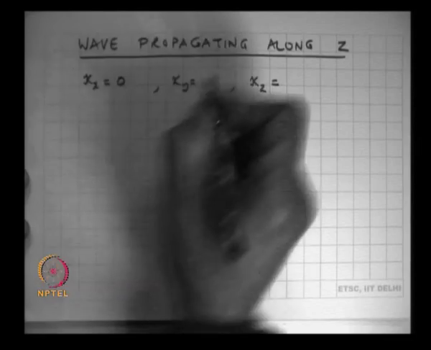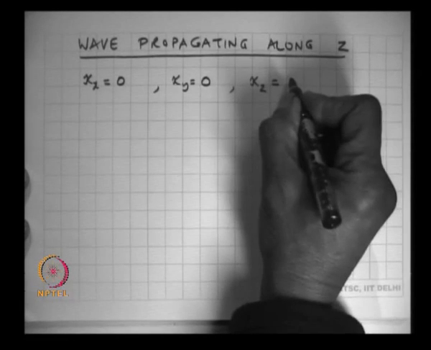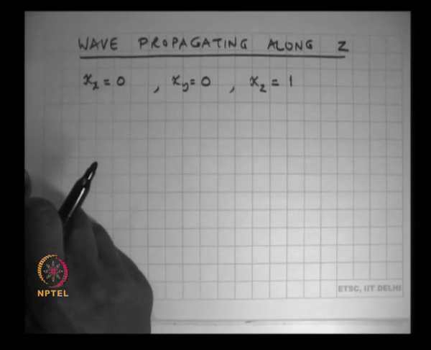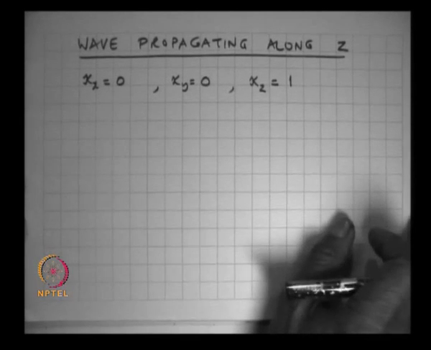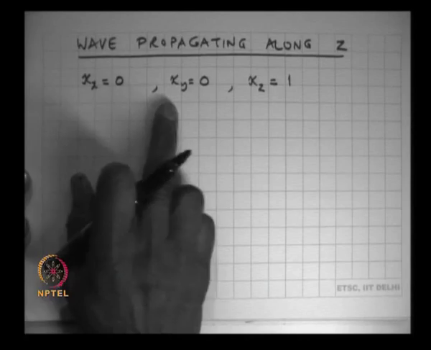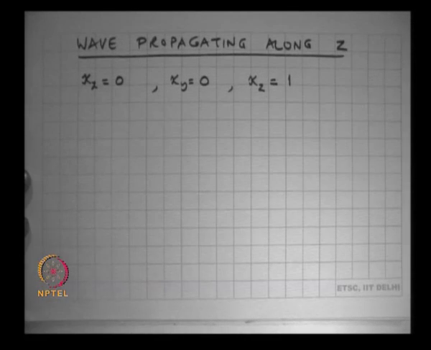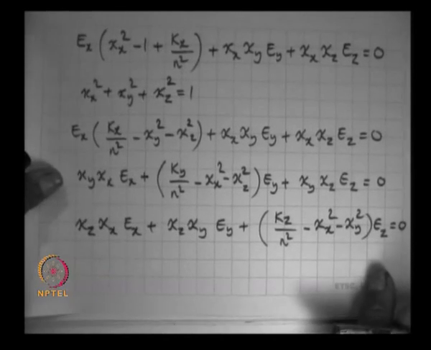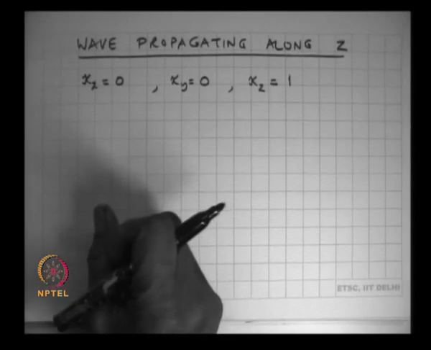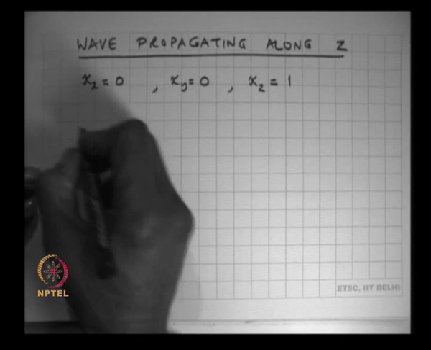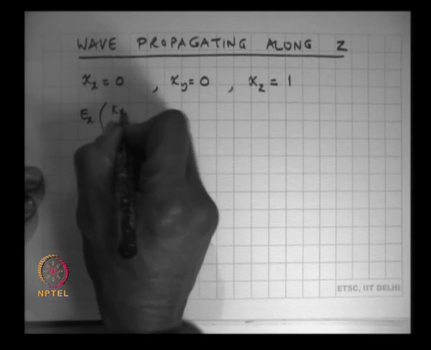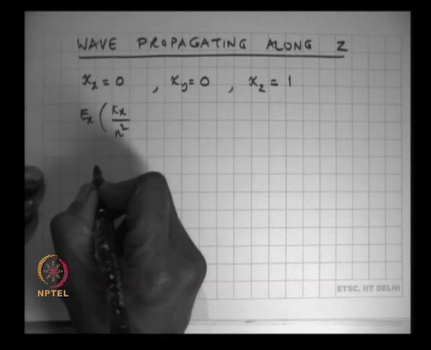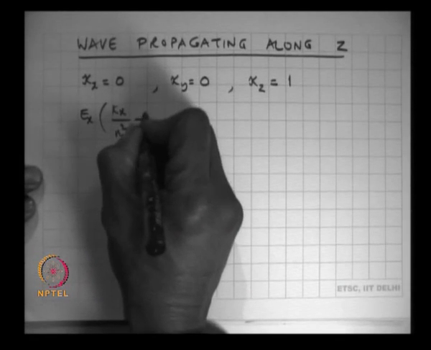0, kappa y 0 and kappa z 1. You have a wave propagating along the z direction. So, the unit vector has 0 components along x and y and has a component 1 along the z direction. So, I substitute this into all the 3 equations. Let me write down the 3 equations individually. So, I will have Ex into kx by n square minus kappa y square is 0 minus 1.